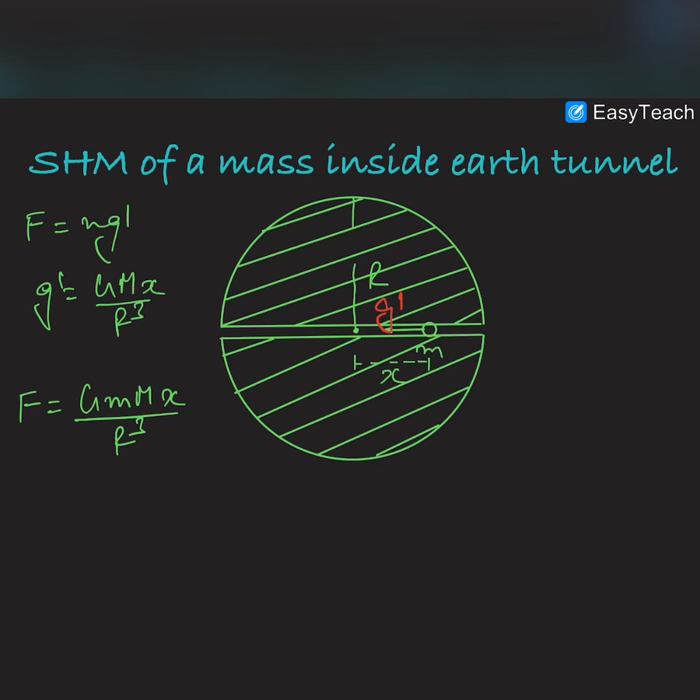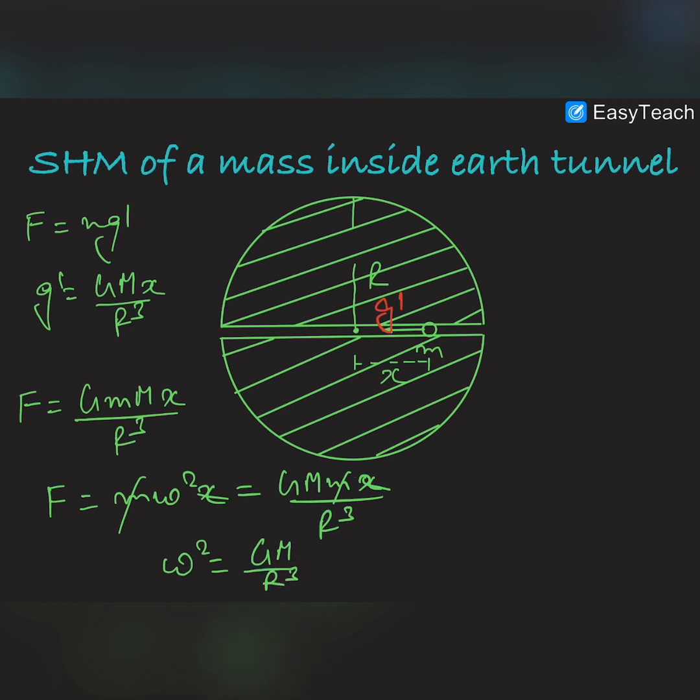Now let us see that this force is equal to m omega square x, which is the equation of SHM, and this is GMmx upon R cubed. Cancelling m with m, x with x, omega square is equal to GM by R cubed, and omega will be equal to under root of GM by R cubed.